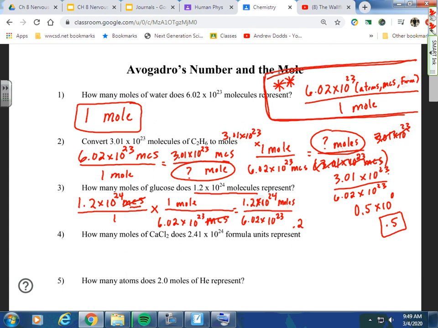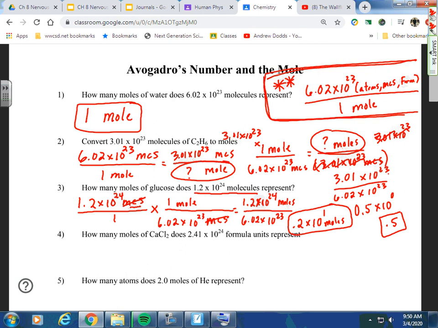And then I'm going to write times 10, and then I'm going to subtract the exponents. 24 minus 23 is 1. That's how many moles I have. So if I had 1.2 times 10 to the 24th molecules, that would be 0.2 times 10 to the first moles.